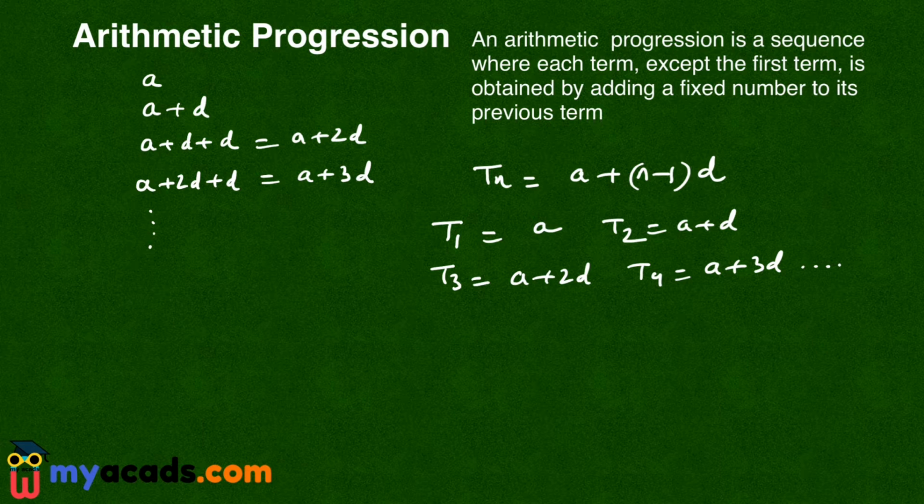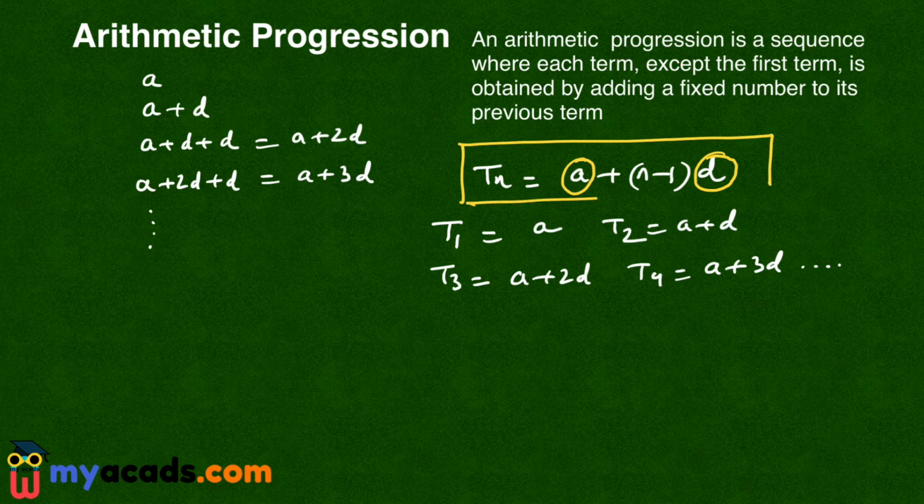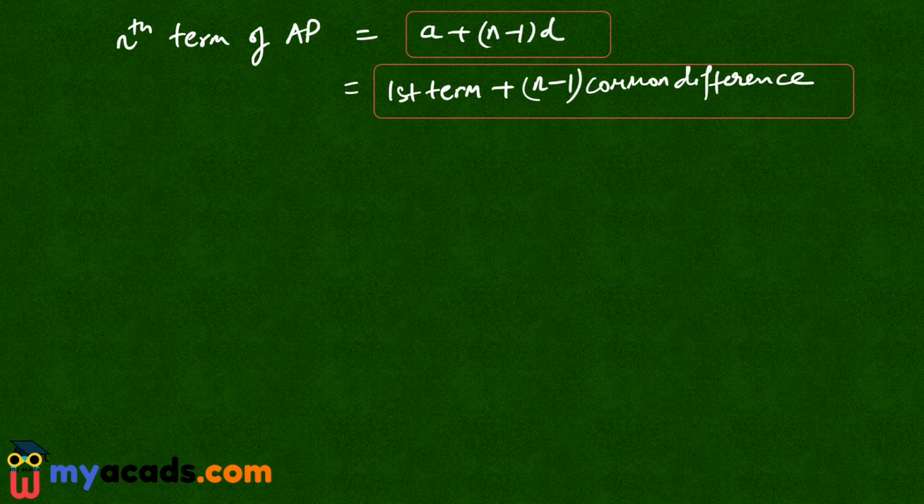So this is an arithmetic progression whose first term is a and the common difference is d, and the nth term is given by tn equals a plus n minus 1 d. So I have seen that my nth term of an AP is a plus n minus 1 d, where a is the first term and d is the common difference.